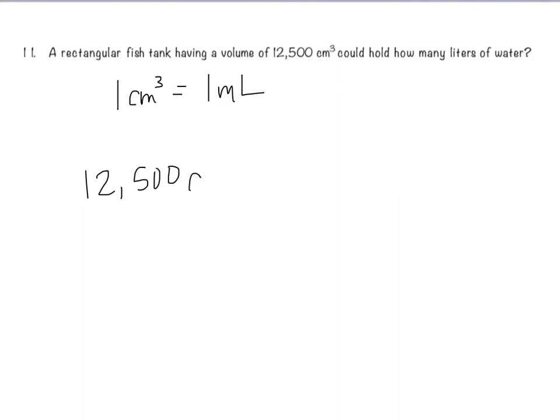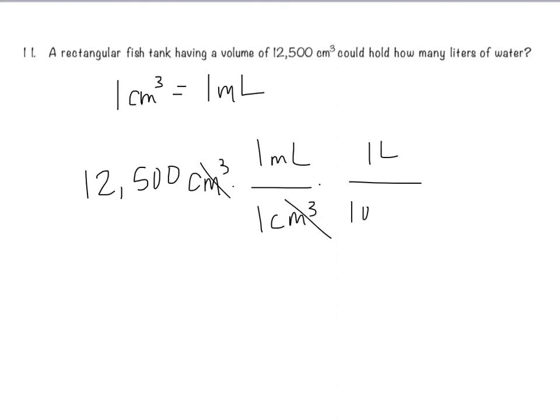12,500 centimeters cubed, well, I know that 1 cubic centimeter is 1 milliliter. That gets rid of cubic centimeters. And now I know that for every 1 liter, there are 1,000 milliliters. Milliliters cancel. I go ahead and I multiply 12,500 times 1 times 1. I'm going to divide it by 1,000. You're going to get 12.5 liters.